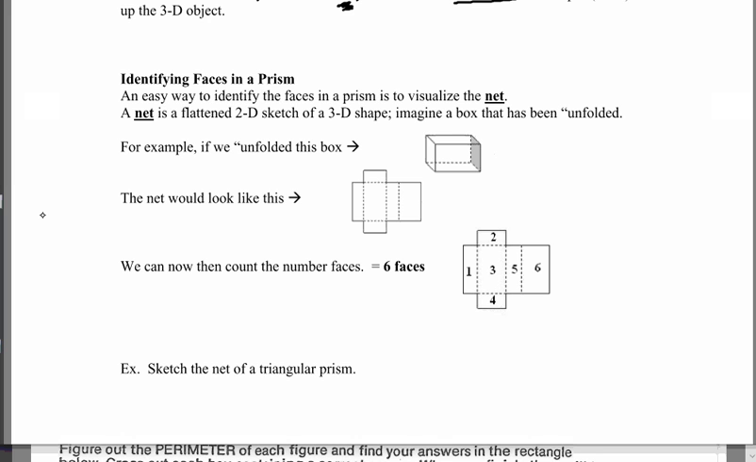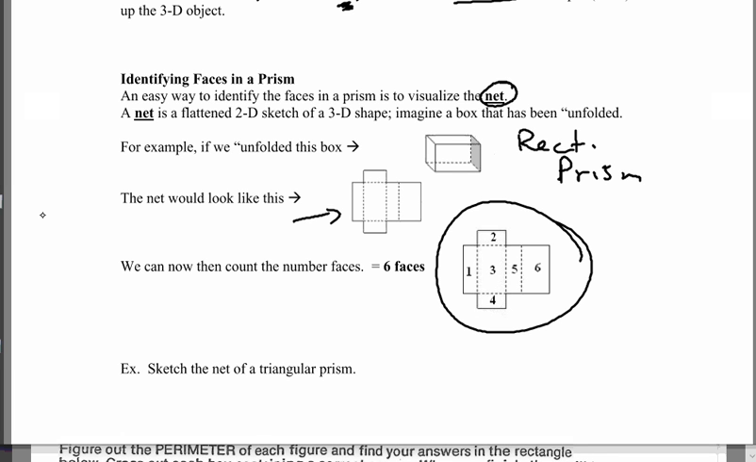So identifying the faces in a prism is tricky. That's where I find most of the errors happen in these questions. It can help to visualize the net, which is the unfolded version of a 3D shape. That shows us what is making it up. So if we started with a rectangular prism and we unfolded it, this is what it would look like. So we would have 6 different faces. We would need to calculate the area of each face and then total them.